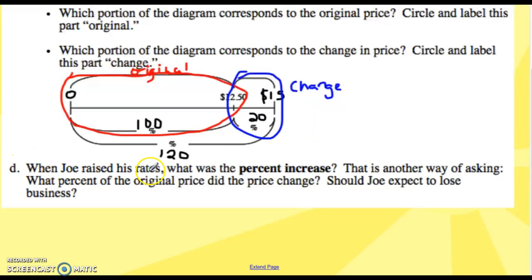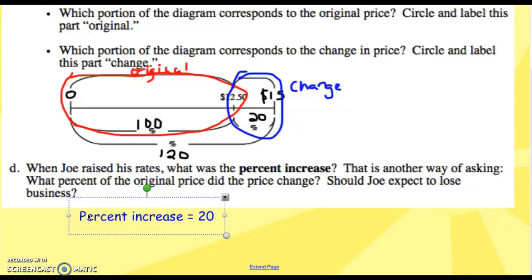D says, when Joe raised his prices, what was the percent increase? That is another way of asking, what percent of the original price did the price change? Should Joe expect to lose his business? So where it changed and the percent increase, I have 100%, and then it increased an additional 20%. So the percent increase equals 20%. So that you should have that in your notebook also.